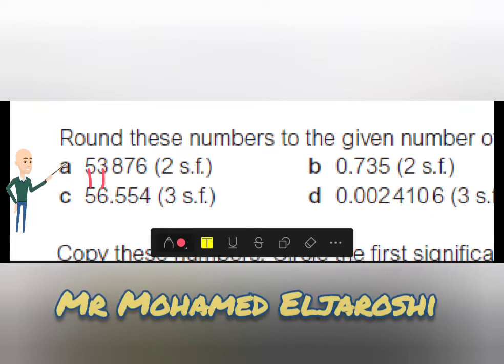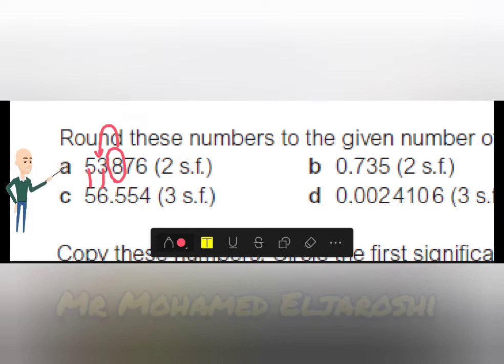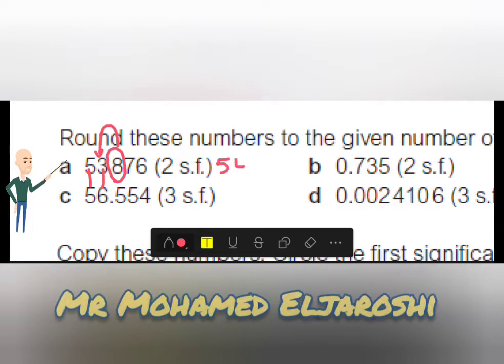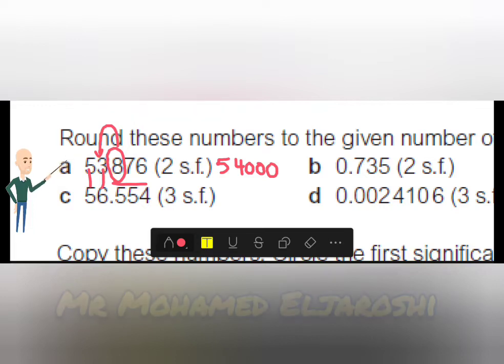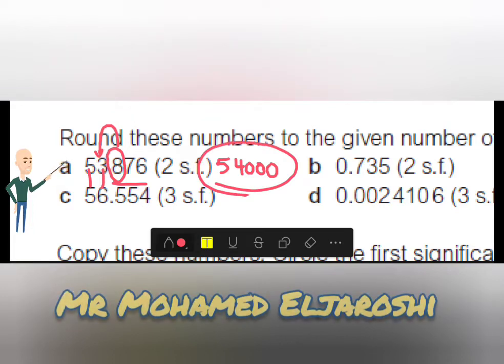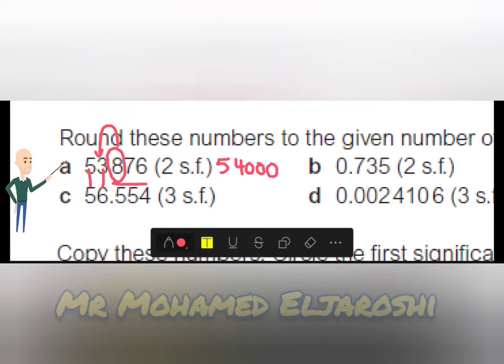The 8 is bigger than 5, and because it's bigger than 5, we will add 1 to this 3, and the answer will be 5, 4, and then the rest of the numbers we write them as zeros. So it's going to be 0, 0, 0. Good job. So to round 53,876, we made it 54,000, and that's it. And this is how you round to two significant figures.